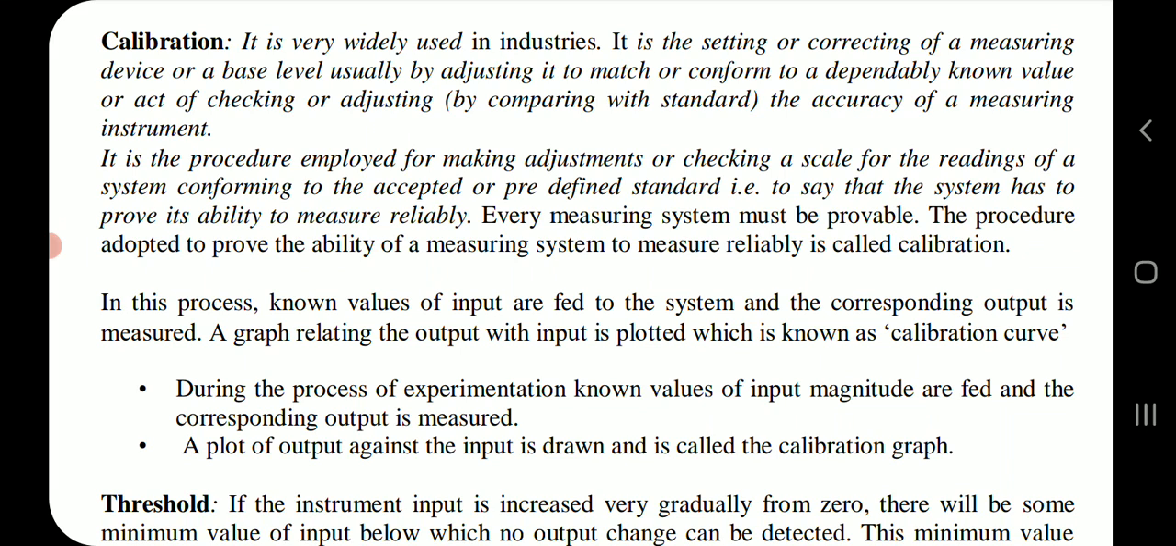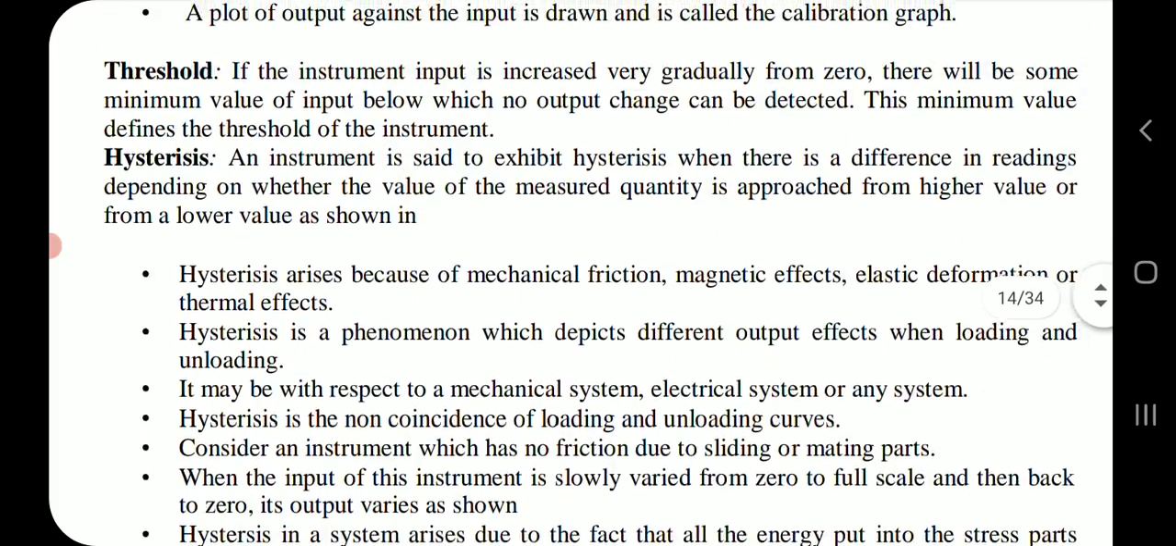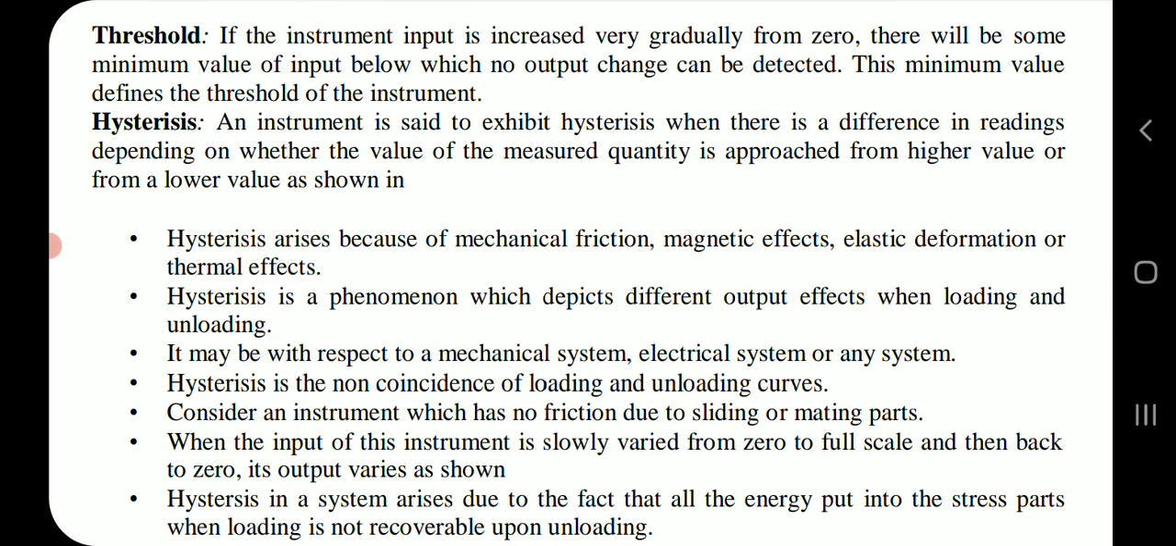During the process of experimentation, known values of input magnitude are fed and the corresponding output is measured. A plot of output against the input is drawn and is called the calibration graph. Threshold. If the instrument input is increased very gradually from 0, there will be some minimum value of input below which no output change can be detected. This minimum value defines the threshold of the instrument.